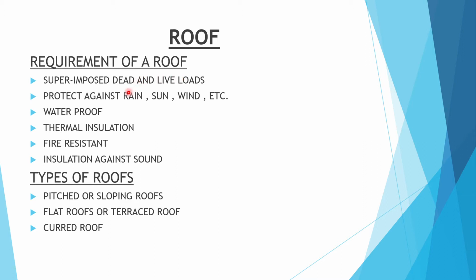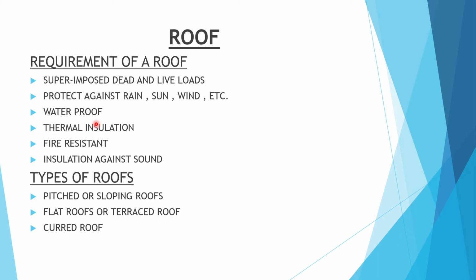The first requirement is it should have adequate strength and stability to carry the superimposed loads, dead and live loads. Second requirement is it should effectively protect the building against rain, sun, wind, etc., and should be durable against the adverse effects of these agencies. Next, the third requirement of a roof is it should be waterproof and should have sufficient drainage arrangements.